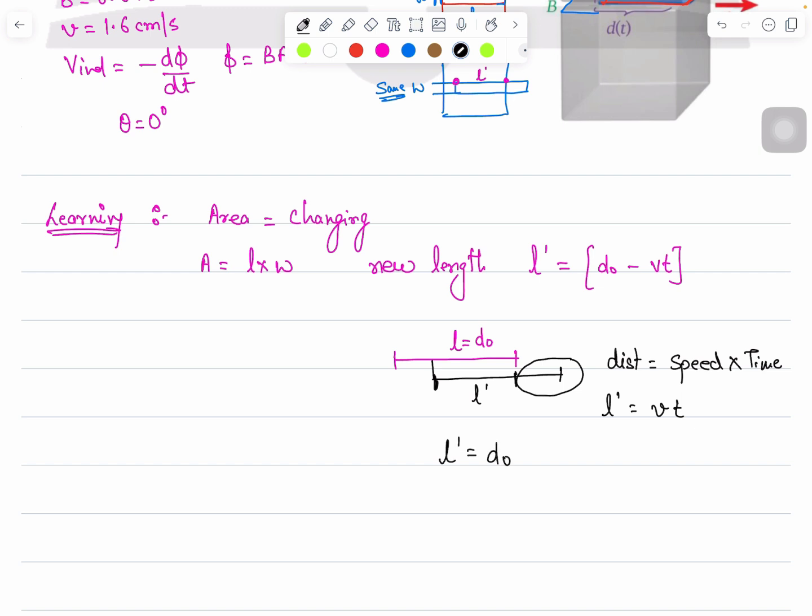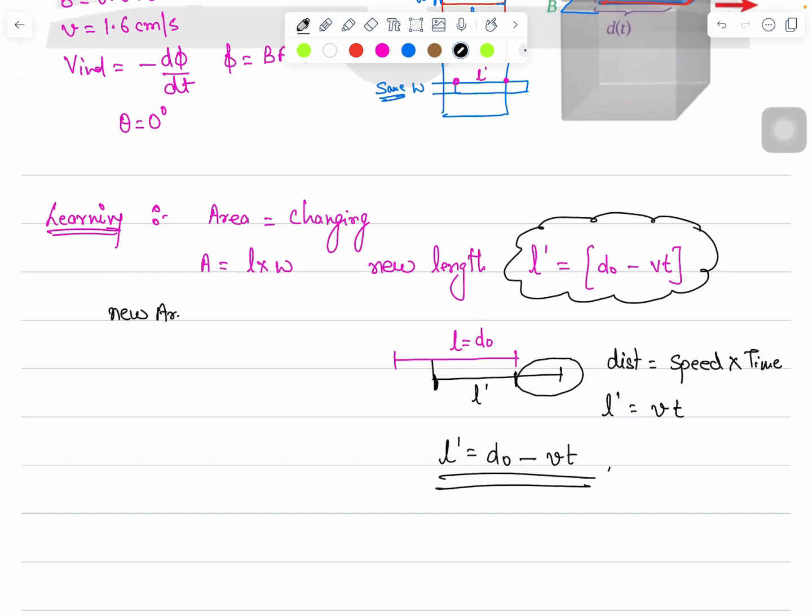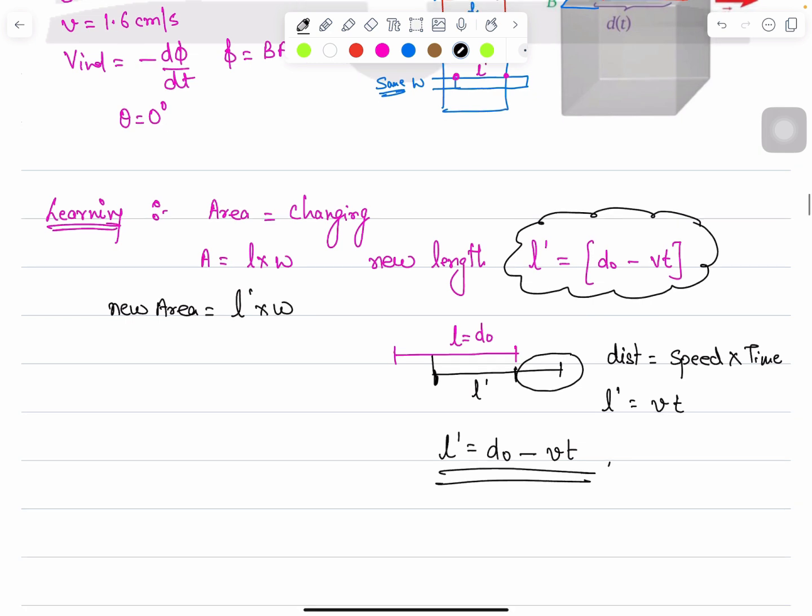This is the original value minus velocity times time. Clear? You understand this part? This is very, very important. So what should be the new area? New area should be new length multiplied by width. So what is the new length? You have d naught, or you can say w, first put it w so that it becomes easy, width d naught minus vt. Clear? This is the new area.